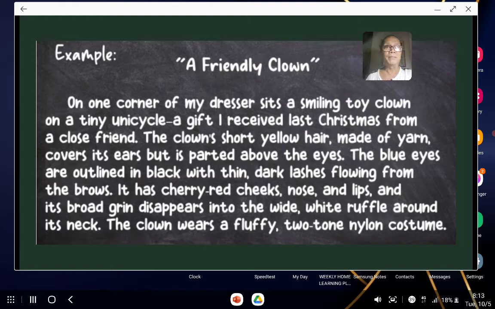We have here an example of description. Here is the story. A friendly clown. On one corner of my dresser sits a smiling toy clown on a tiny unicycle, a gift I received last Christmas from a close friend. The clown's short yellow hair, made of yarn, covers its ears but is parted above the eyes. The blue eyes are outlined in black with thin, dark lashes flowing from the brows. It has cherry red cheeks, nose, and lips, and its broad grin disappears into the wide white ruffle around its neck. The clown wears a fluffy, two-tone nylon costume.